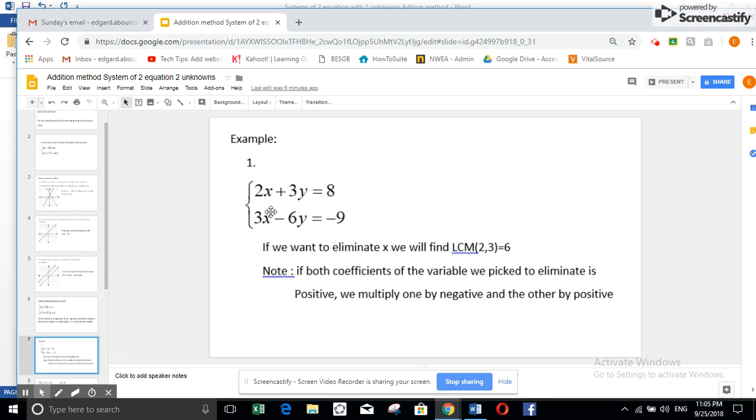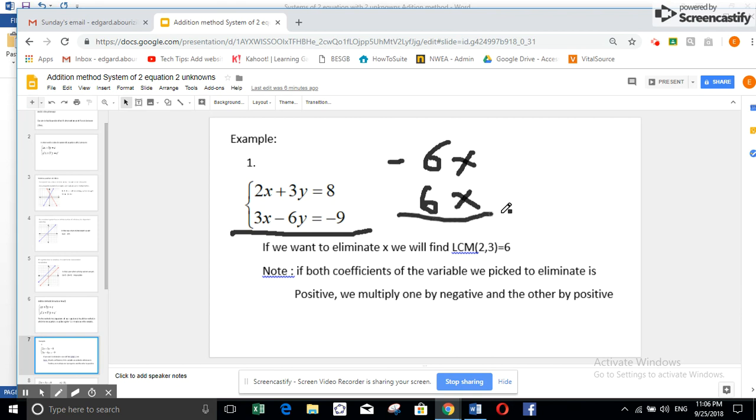Let us take the first example. Suppose 2x plus 3y is 8 and 3x minus 6y equals minus 9. I can eliminate y or I can eliminate x. Suppose I want to eliminate x. I have here 2 and here 3. My aim is to get the same number up and the same number down. When I add, I will get 0. To get a 0, I will find first of all the least common multiple between 2 and 3, which is 6. So my aim is to get 6x up and 6x down, but one must be negative and one must be positive.